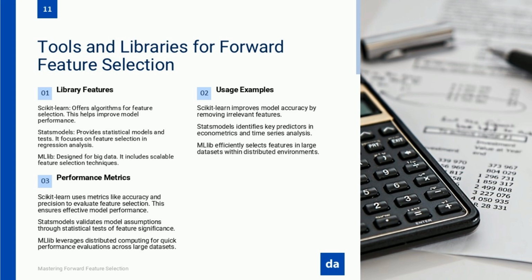For those working with big data, there's MLlib from Apache Spark. This one is built for speed, using distributed computing to handle massive datasets efficiently. If you're selecting features on millions of rows and thousands of columns, MLlib is your best friend.